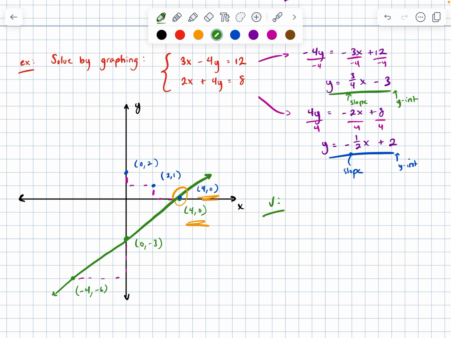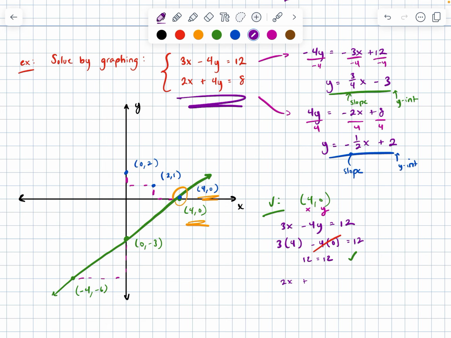Let's check. So I want to check if 4, comma 0 is indeed the solution to my system. Well, I know I can use either equation, by the way. Let's say that I used these equations. So I want to see, is 3x minus 4y equal to 12 when 4, comma 0 is my possible solution? So from here, I'm going to say 3 times 4 minus 4 times 0 equals 12. 4 times 0 is 0, so I can ignore this guy. 3 times 4 is 12. 12 is equal to 12, so it makes our first equation true.